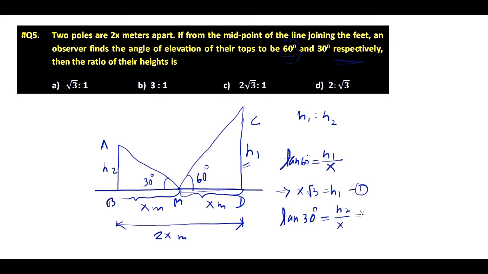Similar view can be applied for the other triangle. Tan 30 degree will be equal to h2 by x. What is tan 30? 1 by √3, right? So x, if I bring here, you will be getting this h2. This is number 2.